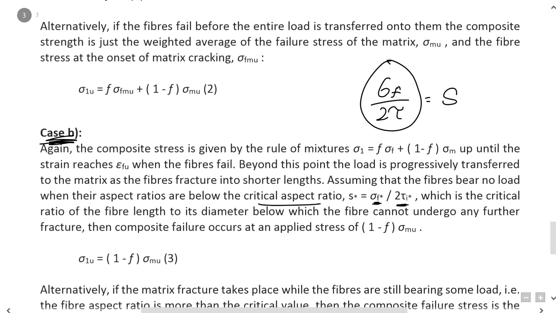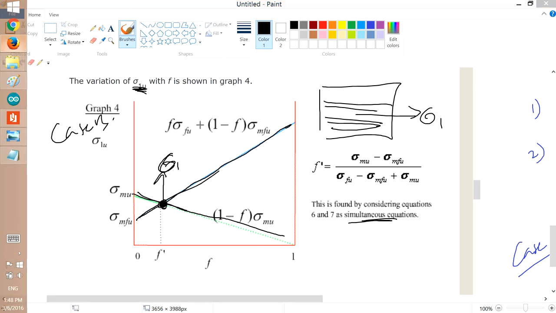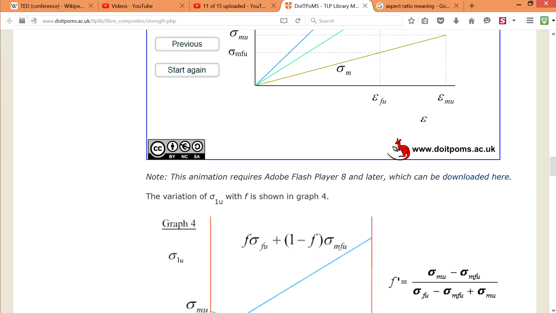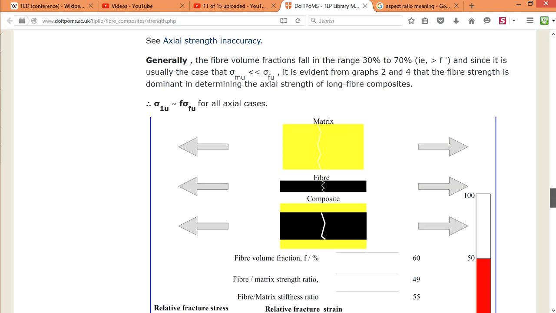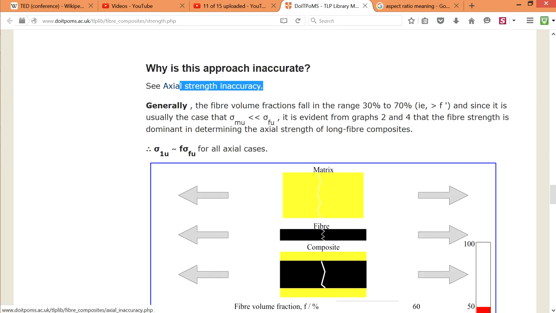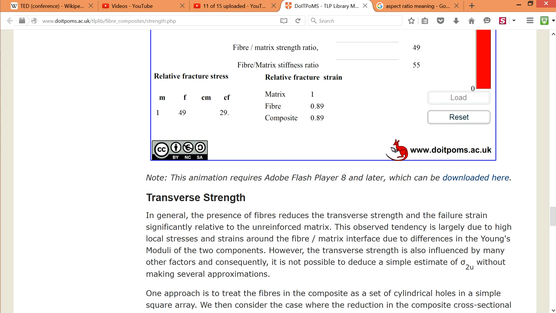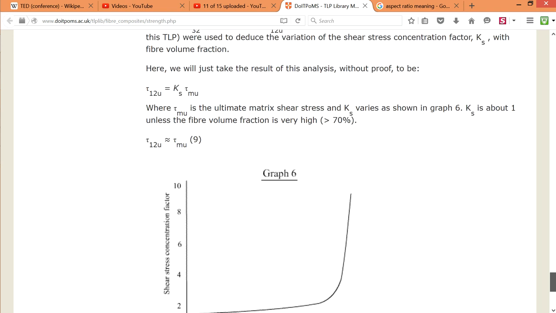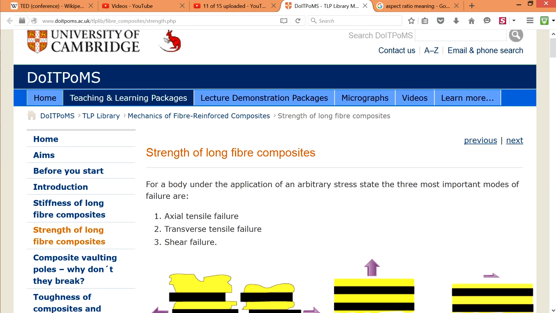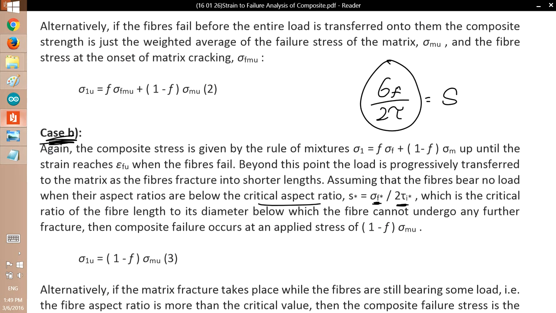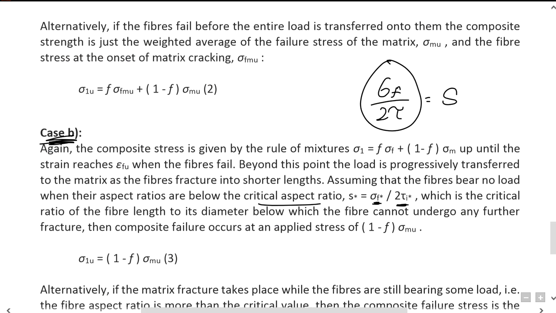So I think this is the thing, and you can actually, how do I say, click the link. There are some links, for example, axial strain inaccuracy. You can click this link and then you can read it out yourself. Alright, for transverse strength, they also say transverse strength inaccuracy, click it and check it yourself. So if you need it in the future, then you should. So I think that's it.